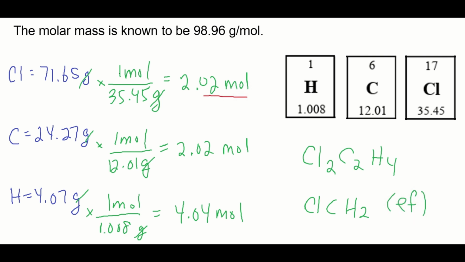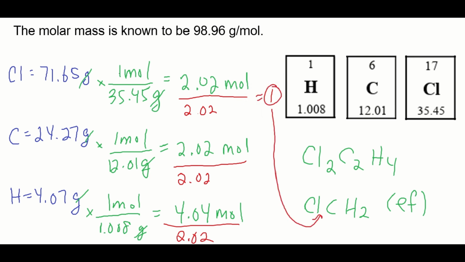To do it the formal way, take the smallest result and see how many times it goes into each of the results. So that's how we get the one there. That's how we get the one for the carbon. And that's how you get the 2 for the subscript for hydrogen. So you would get the same answer. It's just a little faster if you can see it conceptually.